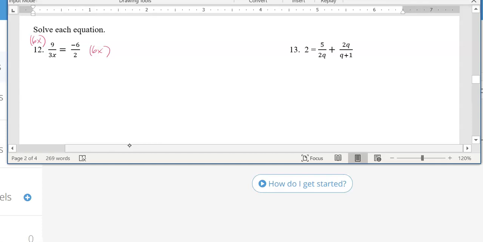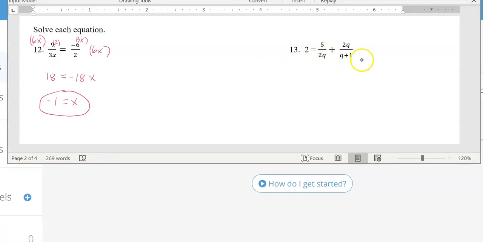And dividing 3x into 6x gives me 2. And then I multiply 2 times 9, that's 18. Over here, dividing 2 into 6x, that's 3x. And I multiply 3x times negative 6, and that's negative 18x. And pretty simply, I divide both sides by negative 18. And my final answer for this problem is x is negative 1.